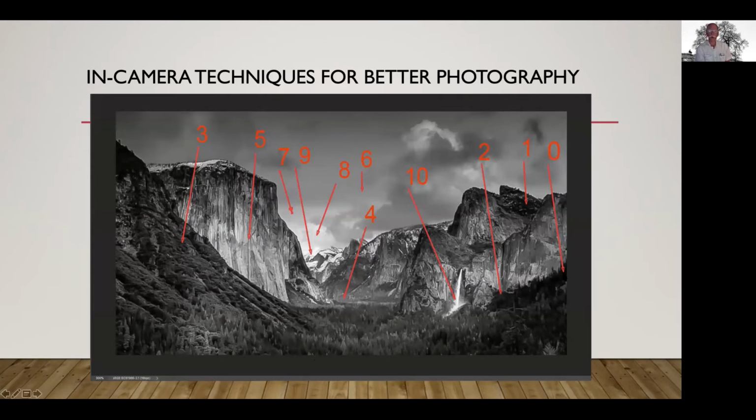Well, I've got a choice. I can move my compensation in my metering in one direction or the other. If I move it to the right, it creates more highlights. If I move it to the left, it creates more darks. If I move it to the right, I'm going to get more of this. If I move it to the left, I'm going to get more of this.